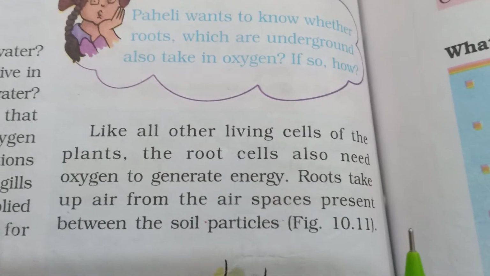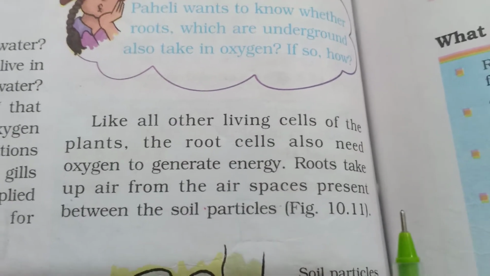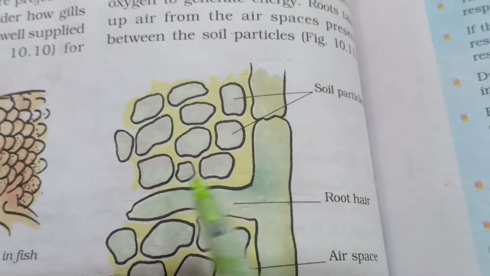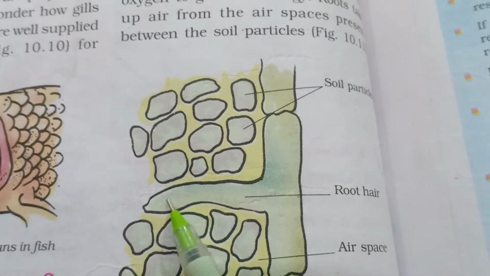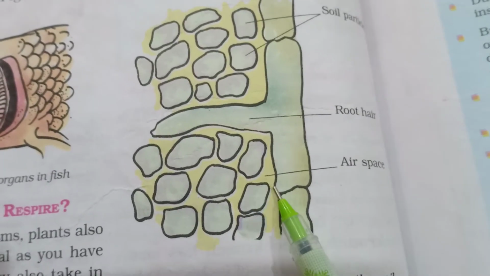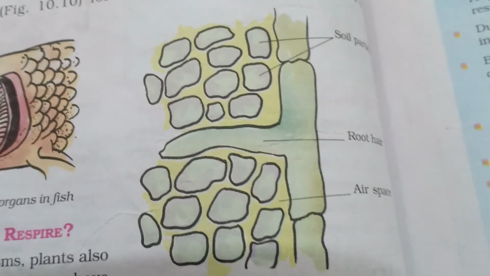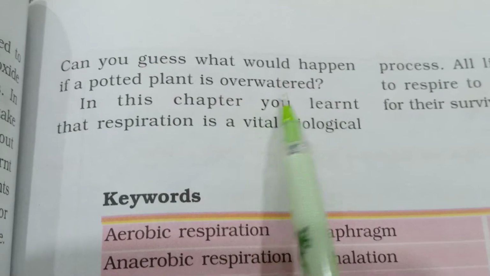So, roots take up air from the air spaces that are present between the soil particles. Can you see? This is the soil and these are the soil particles. We have the root hairs in between them and the air spaces are also present for the supply of oxygen and carbon dioxide. So can you guess what would happen if a potted plant is overwatered?